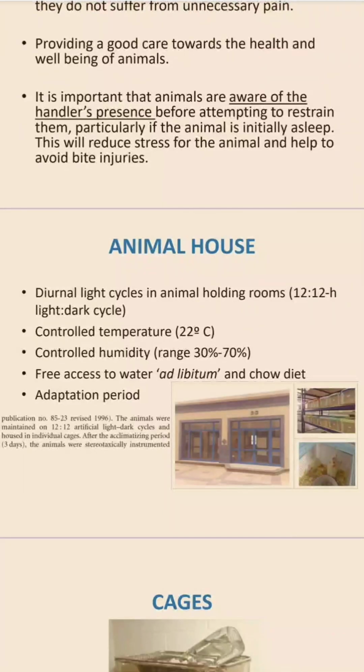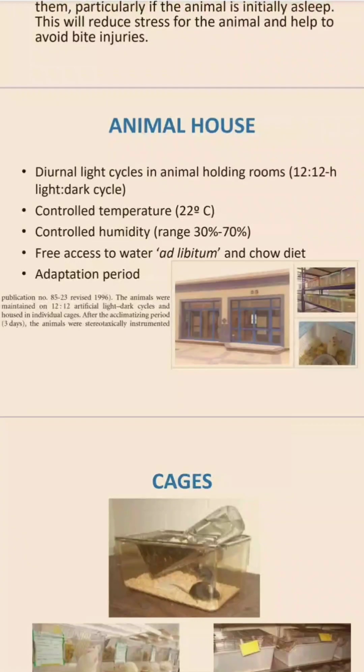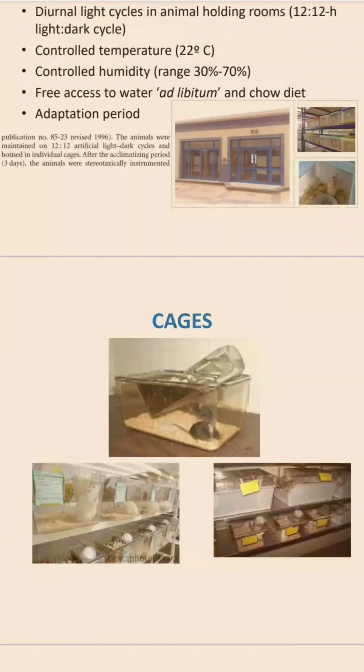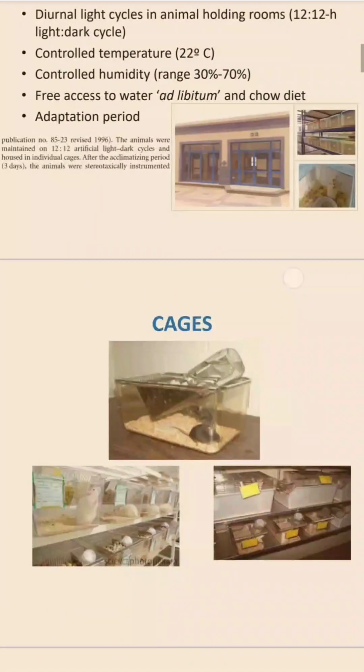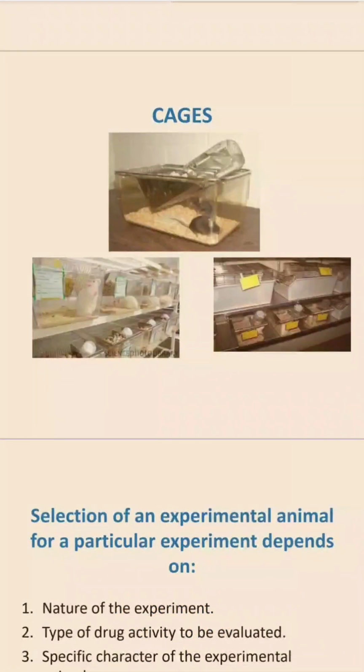Let's discuss the animal house. Diurnal light cycles in animal holding rooms, controlled temperature, controlled humidity, free access to water ad libitum, and chow diet adaptation period. So these are all the utilities we need in an animal house. So these are the cages you can see.